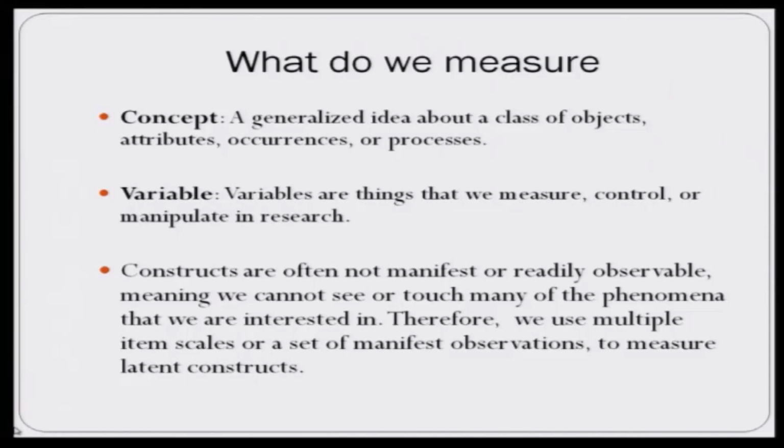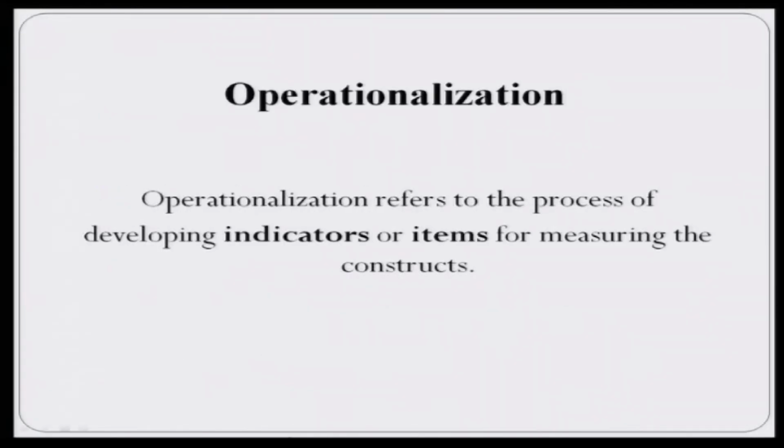The thing which we call these concepts that we study in marketing is constructs, and these constructs are often not manifest or readily observable, meaning we cannot see or touch many of the phenomena that we are interested in. Therefore, we use multiple item scales or a set of manifest observations to measure latent constructs. So, the concepts that we measure in marketing research are generally latent constructs. There is a thing called operationalization.